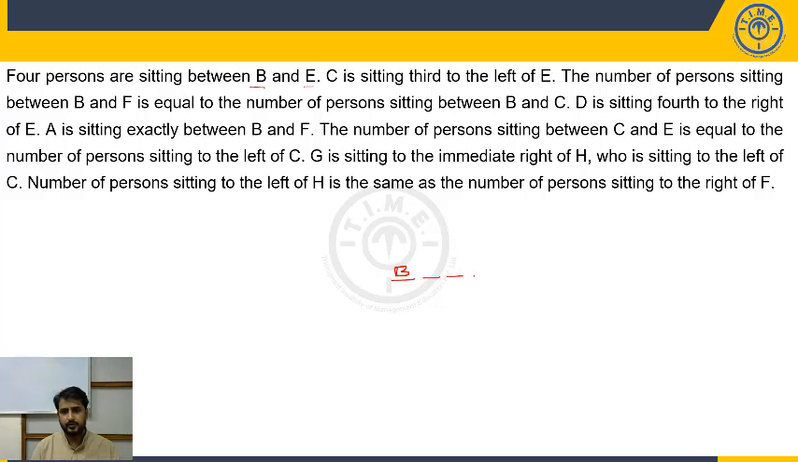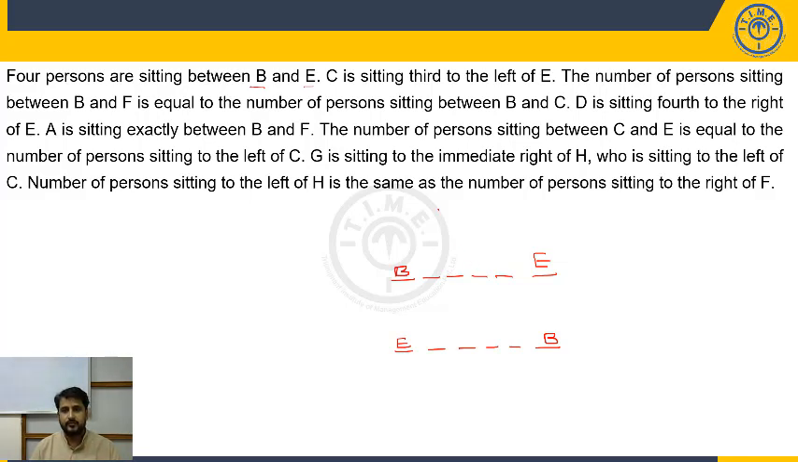B, 1, 2, 3, 4 persons, and it is E. 4 persons between B and E, and it could also be like this: E, 1, 2, 3, 4, and it is B. 4 persons between B and E. And what is given in continuation? C is sitting third to the left of E. See, we cannot freeze any fixed arrangement here. As we are going through the clues, we have to extend the arrangement. Keep that in your mind when it is given unknown number of persons.